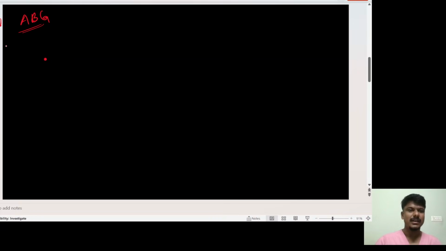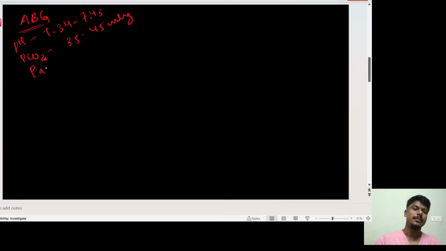In that, mainly we will see pH. Normal pH is 7.34 to 7.43, and normal PCO2 will be 35 to 45 mm of mercury, and normal PO2, partial pressure of O2, will be 80 to 100 mm of Hg. Okay, how is this going to depend?